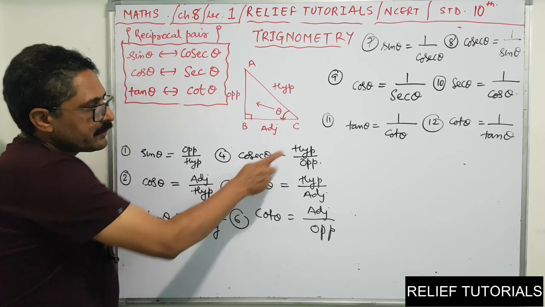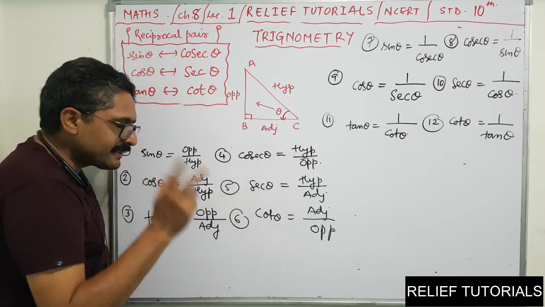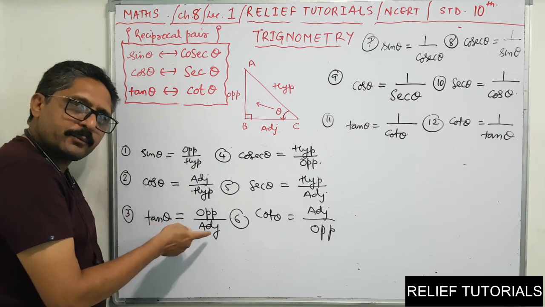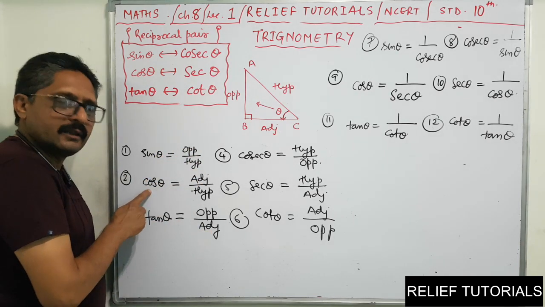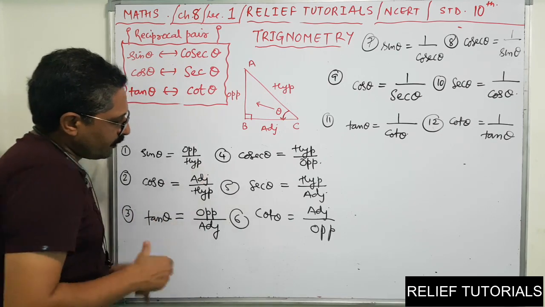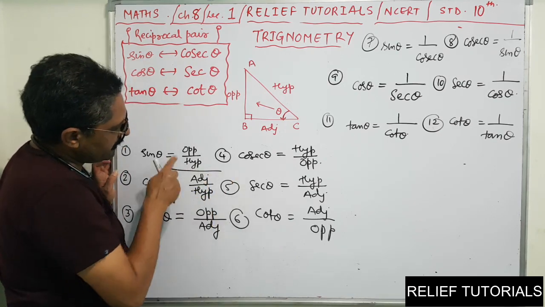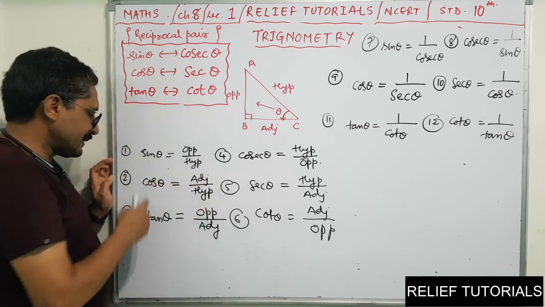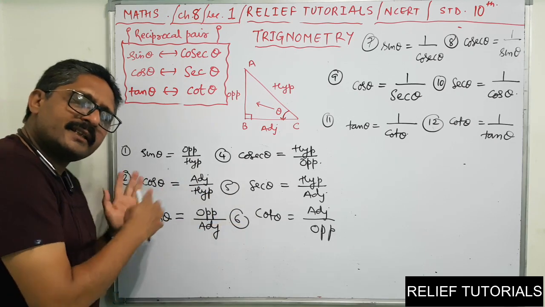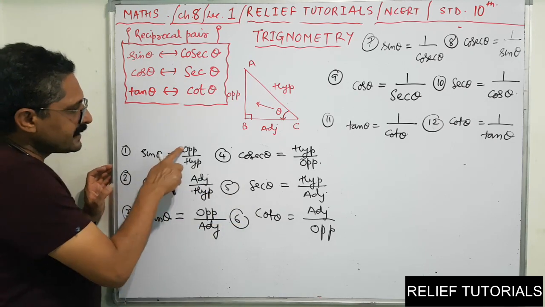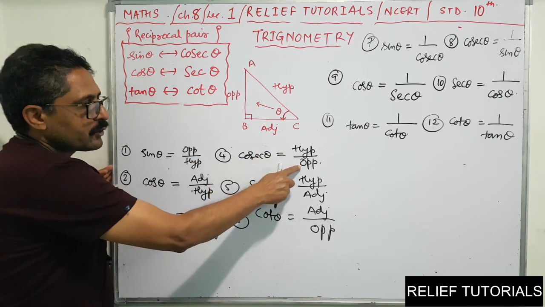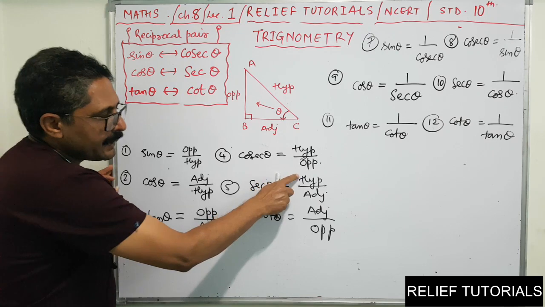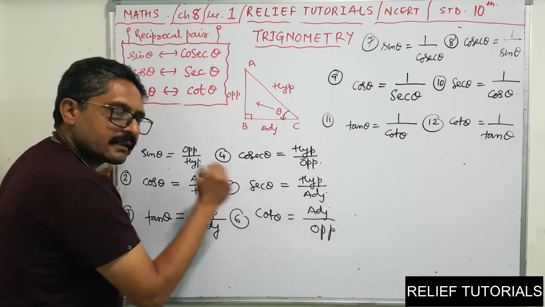I told you there are 6 possible ratios. 2 basic ratios are sine and cos. Sine is opposite upon hypotenuse, cos is adjacent upon hypotenuse, and the ratio of sine and cos will be tan. So you find the ratio of these: hypotenuse cancels, opposite upon adjacent. That is termed as tan. So you got all these 3 ratios, and the remaining 3 ratios are the reciprocals. Reciprocal of sine, opposite upon hypotenuse, is hypotenuse upon opposite. That is termed as cosec. Reciprocal of adjacent upon hypotenuse is hypotenuse upon adjacent. That is termed as sec.